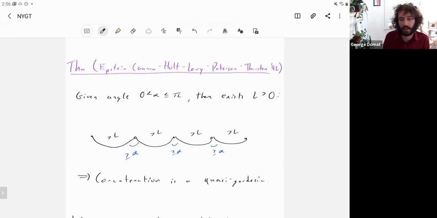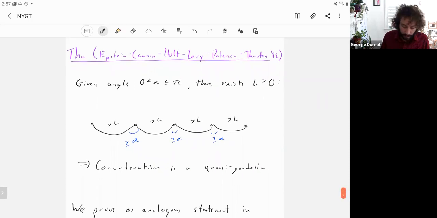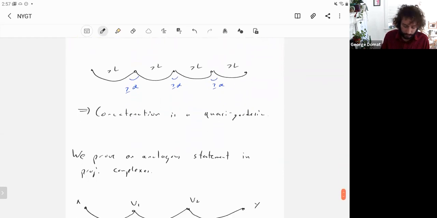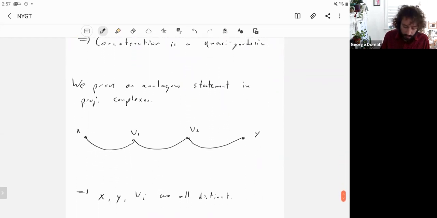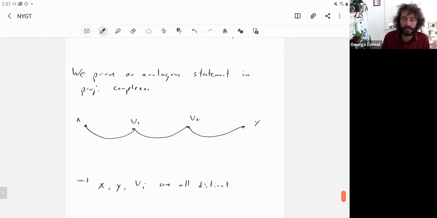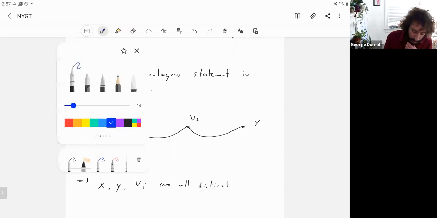So it gives you some condition on, okay, if you could glue together a bunch of geodesic segments, the end result is a quasi-geodesic. And so what do we prove? An analogous statement in the world of projection complexes. Part of the power of projection complexes is you have a way of measuring angle, right? These projection distances can be thought of as angle. So what do we see?